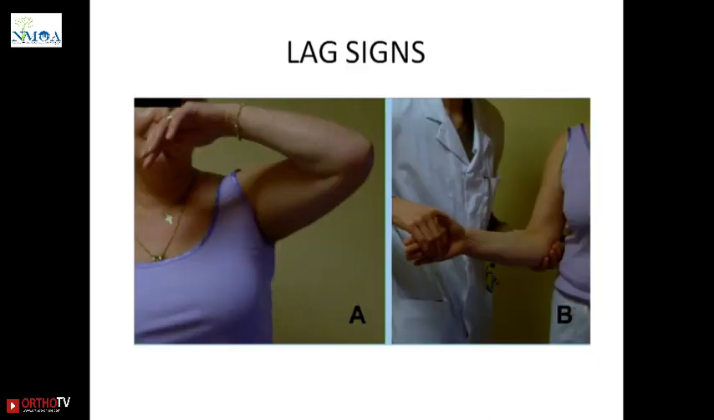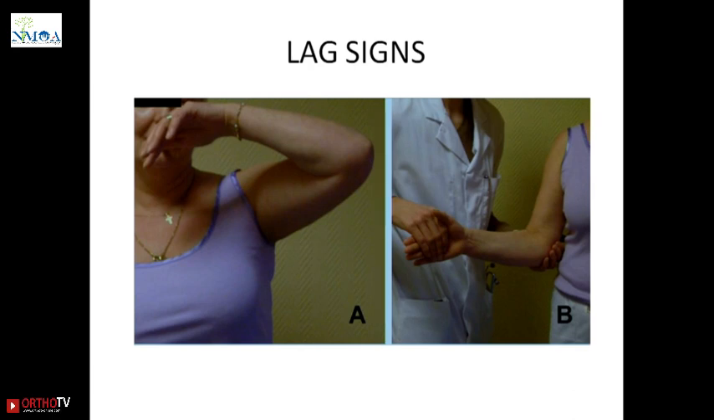Then there are some lag signs. The figure on the right is usually a lag sign. We hold the limb to the trunk, externally rotate it, and then leave it. If it recoils by 10 degrees, then usually it's the infraspinatus that is weak. If it recoils more than 40 degrees, usually the infraspinatus and the teres minor are both weak.